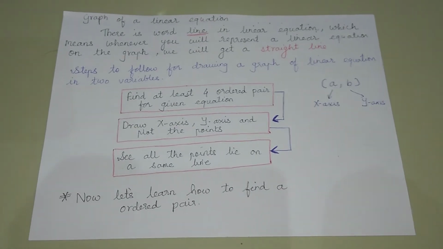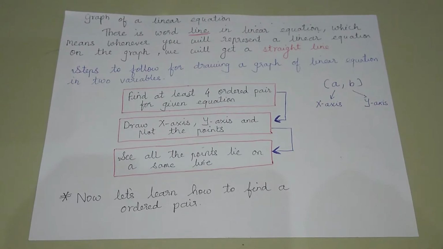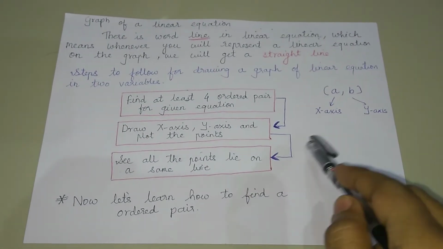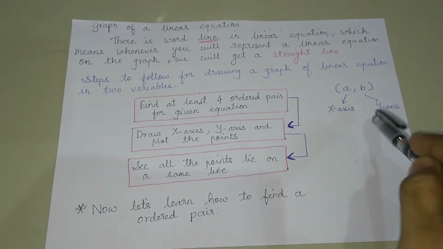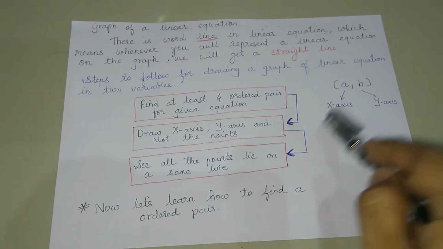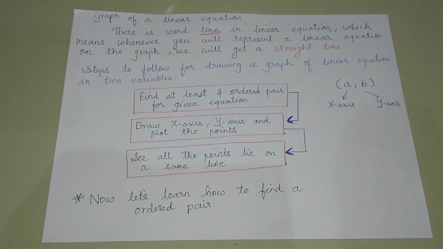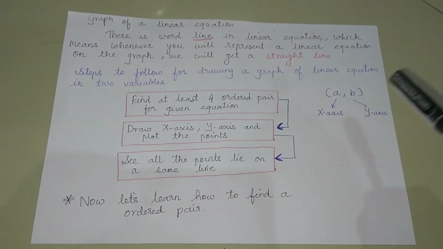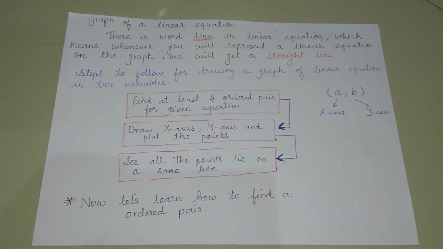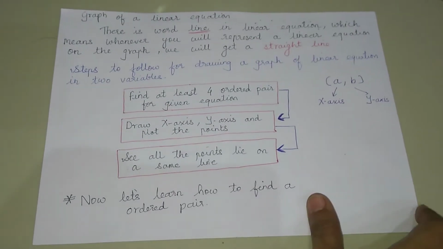Next, draw the x-axis and y-axis and plot the points you get on them. Then we have to see that all the points you have marked lie on the same line. That's the meaning of a linear equation. Now let's learn how to find an ordered pair. First we will learn this one.